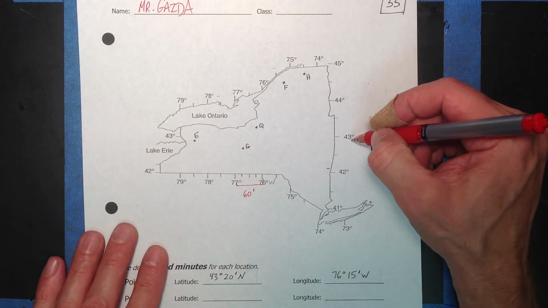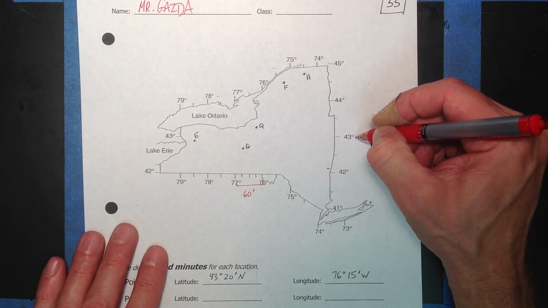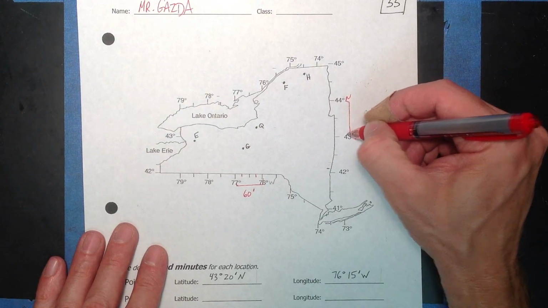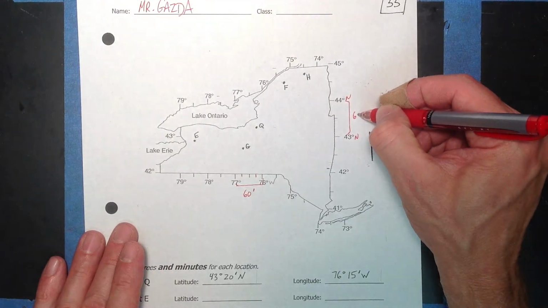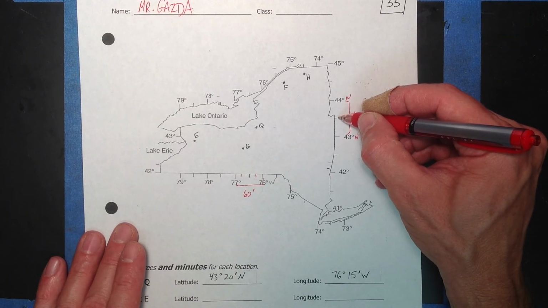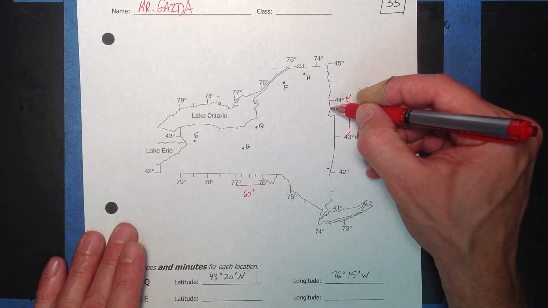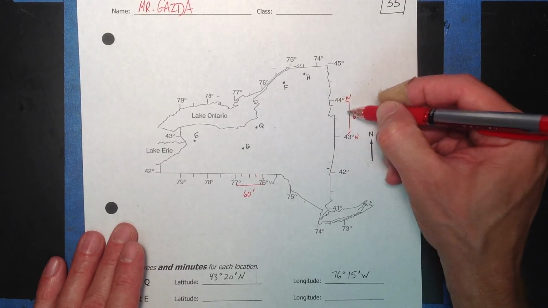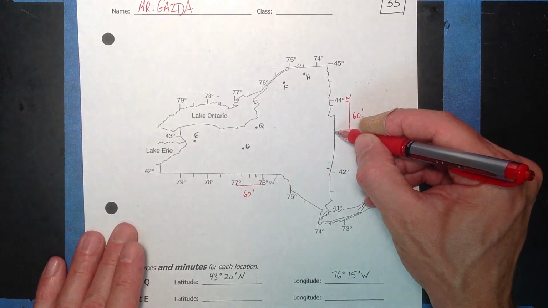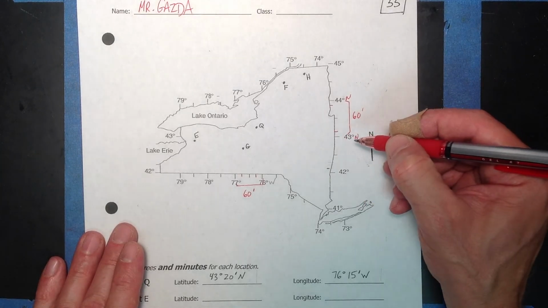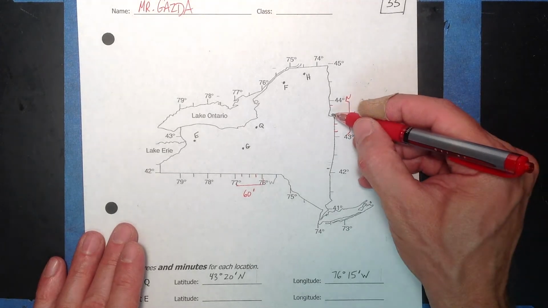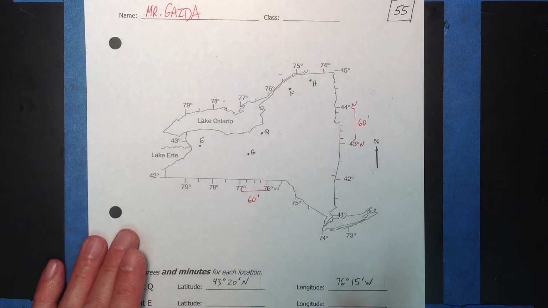So, let's just go up here, 43 degrees north. Okay, 43 degrees north, 44 degrees north. And then between here, there is 60 minutes. So this would be 43 degrees and 30 minutes north. This might be 43 degrees and 50 minutes north. Maybe this is 43 degrees and 10 minutes north, 43 degrees and 20 minutes north. Okay, so that is important.